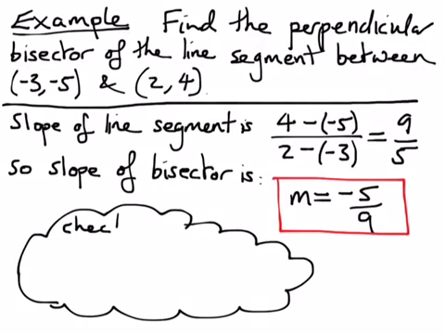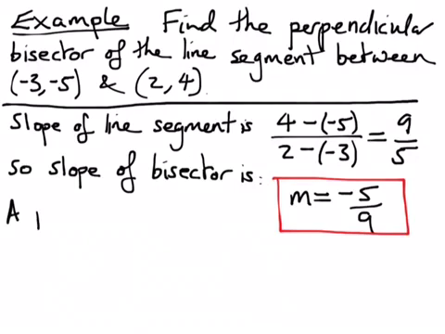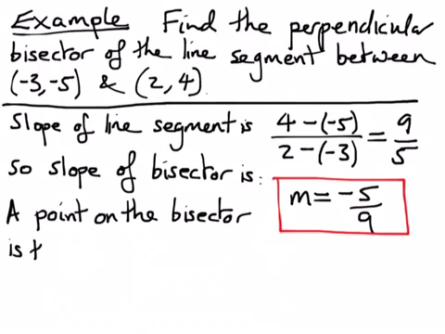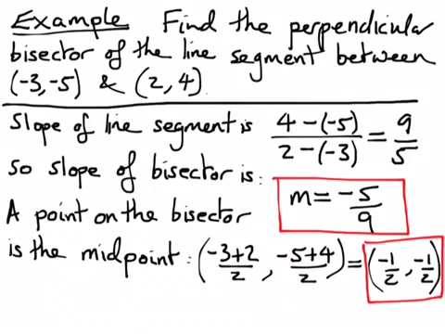Now let's double check that we really have found the slope of a line that's perpendicular to the line we started with. Multiply these two slopes together. Do we get negative 1? Yes, we do. So that's good. So we've got the slope of the bisector. Now, the point on the bisector is the midpoint, and the midpoint is just going to be the average of these two x values and the average of these two y values. So that's negative a half, negative a half.